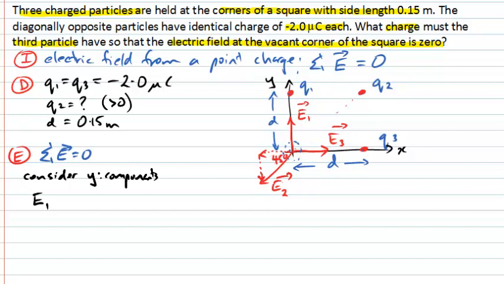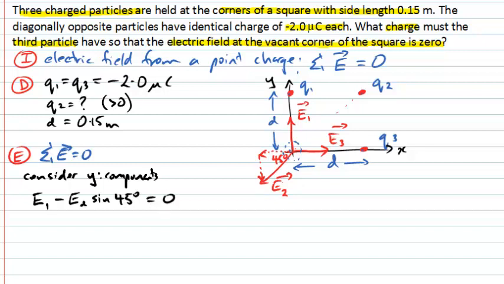So if we want to write down the y component from the field E2, it's going to be a negative, and it's going to be the magnitude E2 multiplied by the sine of 45 degrees. And they're the only components of our field in the y directions, so that must add up to zero.